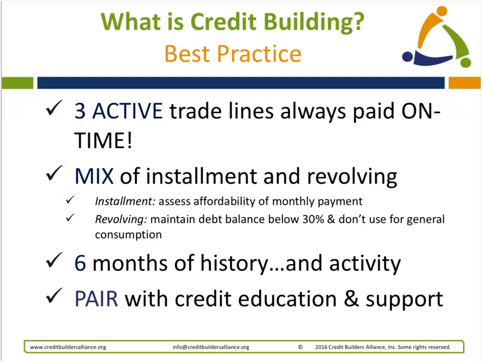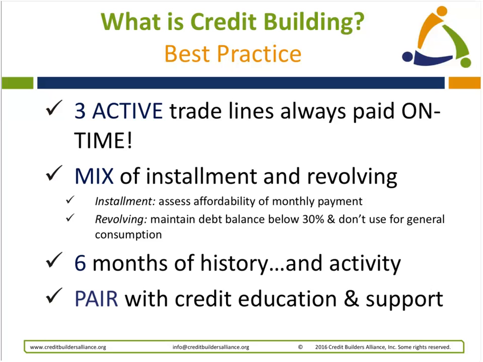So what we've seen in the last 10 years from our members is that they've identified some best practices around credit building, and that is that ideally consumers should have 3 active trade lines with a mix of account types, so at least 1 installment and 1 revolving trade line, and have established a history for at least 6 months in order to have enough time to establish a score.